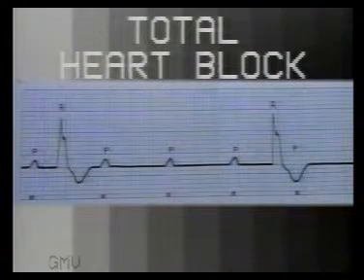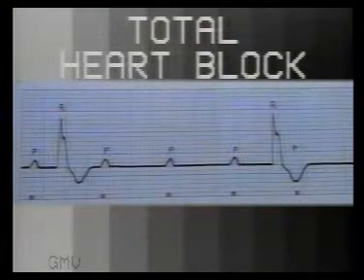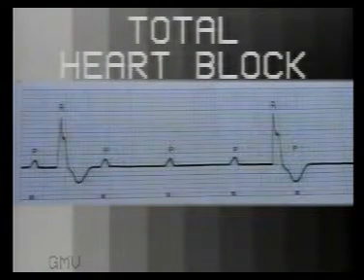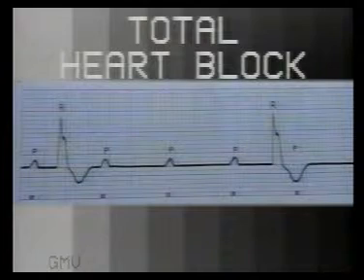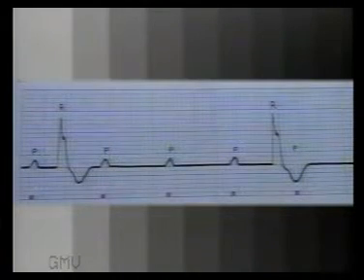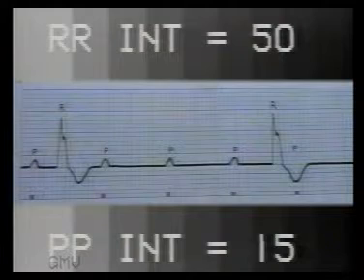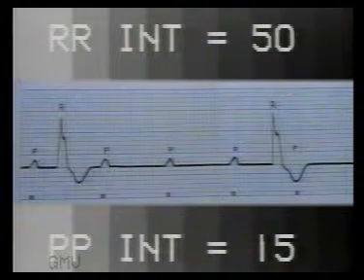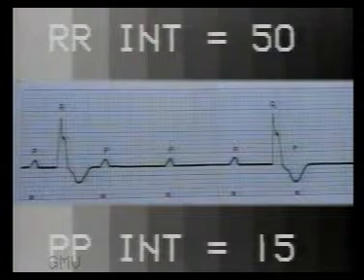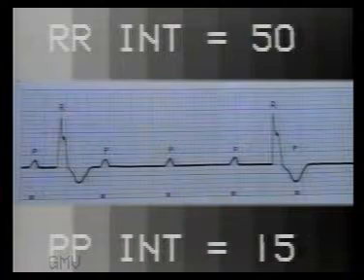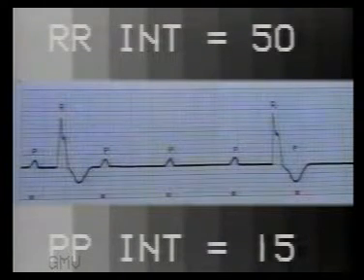We must also remember that RR interval actually measures the ventricular rate. In total heart block, where P waves do not correspond with the QRS complexes, the atrial rate should be calculated separately by measuring the number of small squares between two P waves and dividing 1500 by this number. In this tracing, the PP interval is 15 small squares and the RR interval is 50 small squares. So the atrial rate is 100 per minute while ventricular rate is 30 per minute.